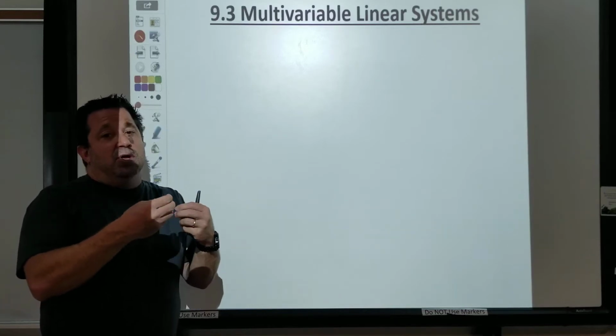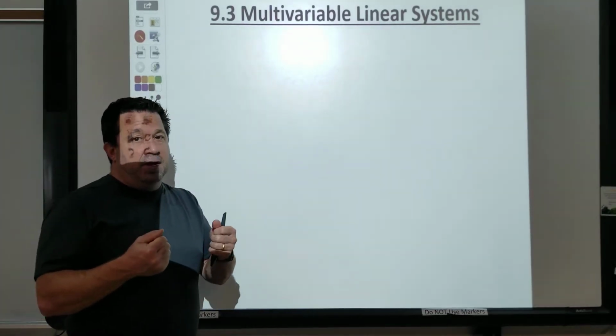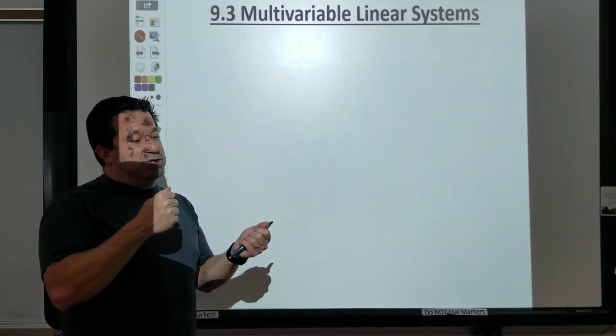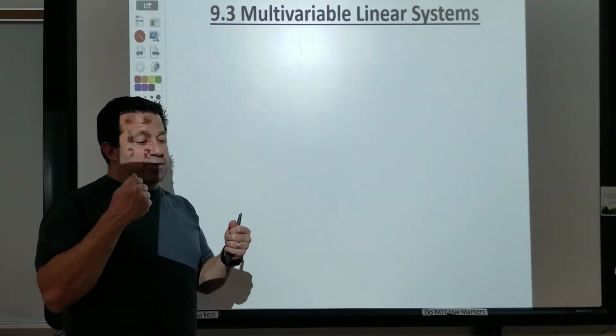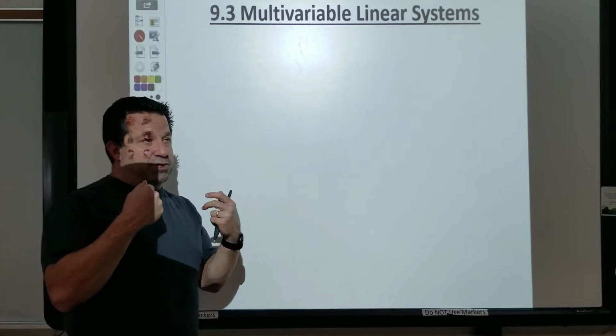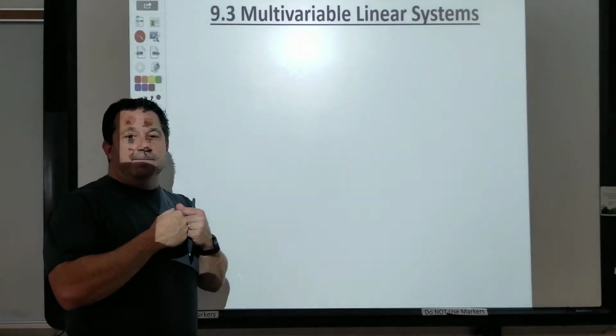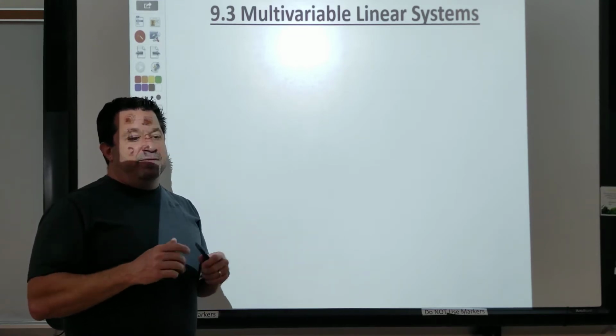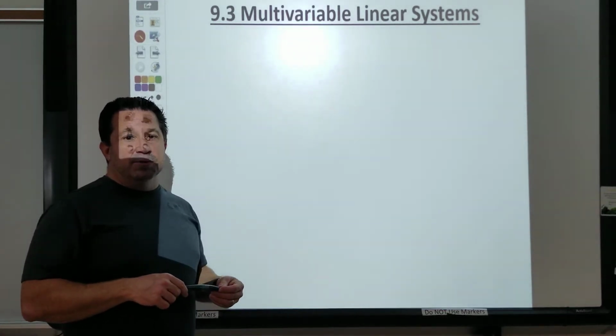And it still is incorporating a lot of the stuff that we've been doing up to this point. When it comes to a linear system of two equations, so two equations, two variables, but they're both to the first power, my favorite method probably is the elimination method.